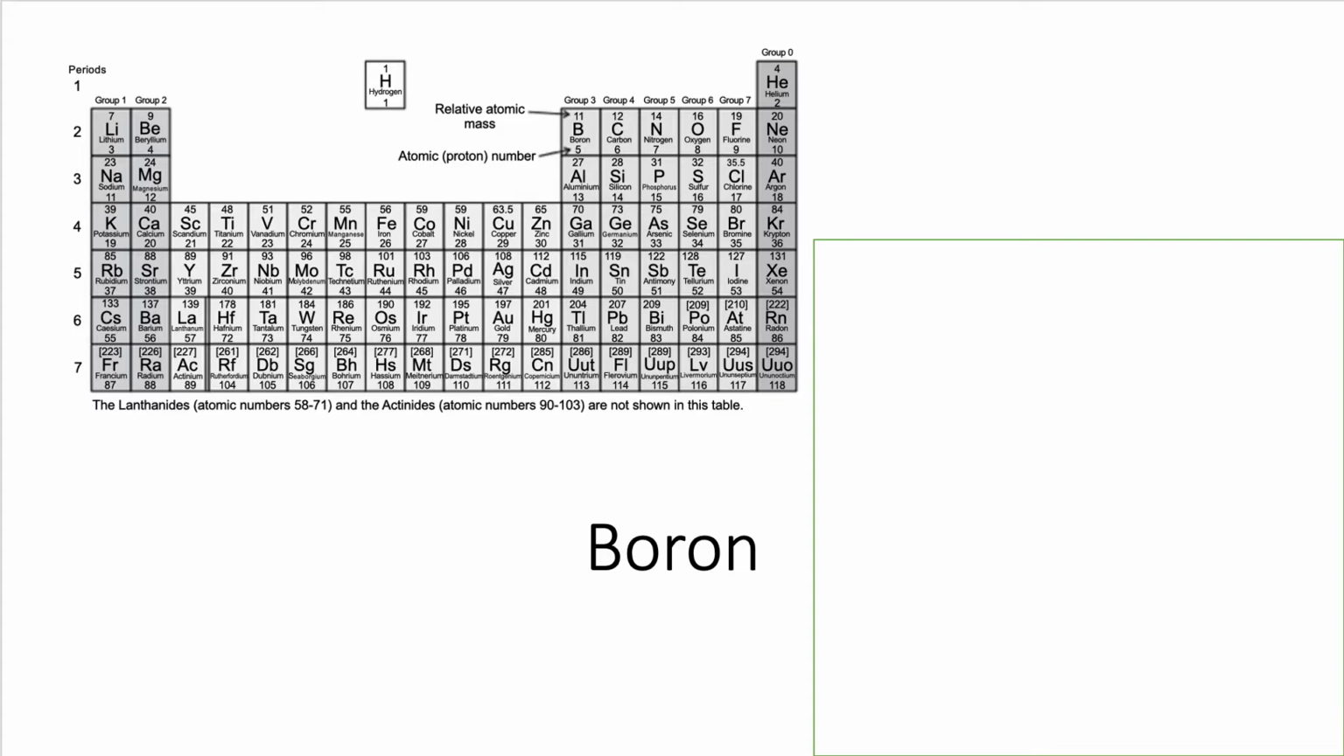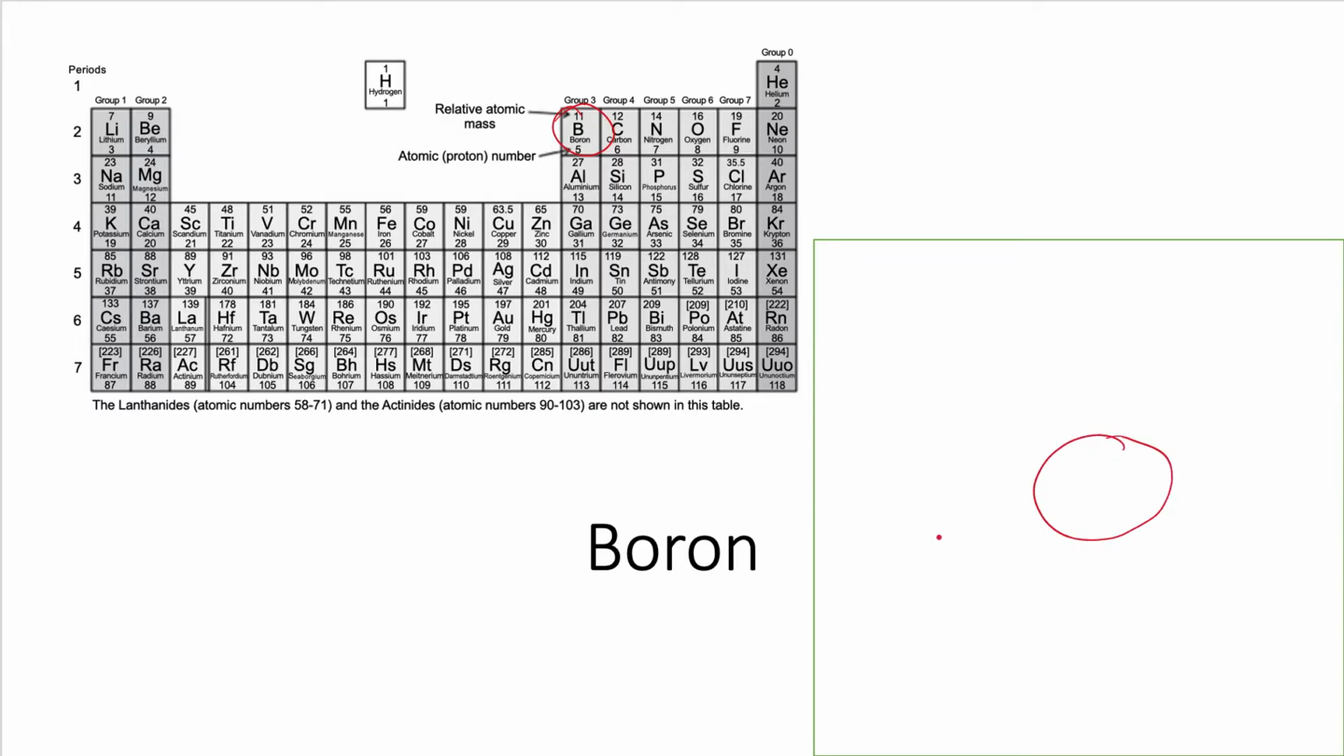First we have to find boron on the periodic table. It's over here in group 3. So just by looking at the position of boron, it's in group 3, so we know that it's going to have 3 electrons in its outer shell, and it's in period 2, so we know that there's going to be 2 electron shells.